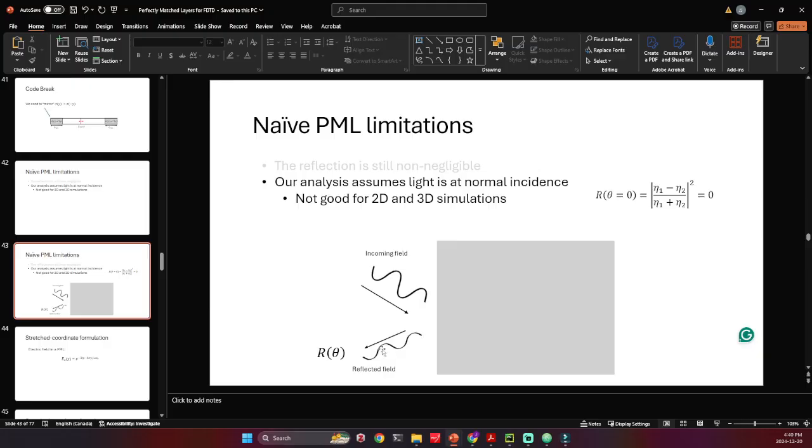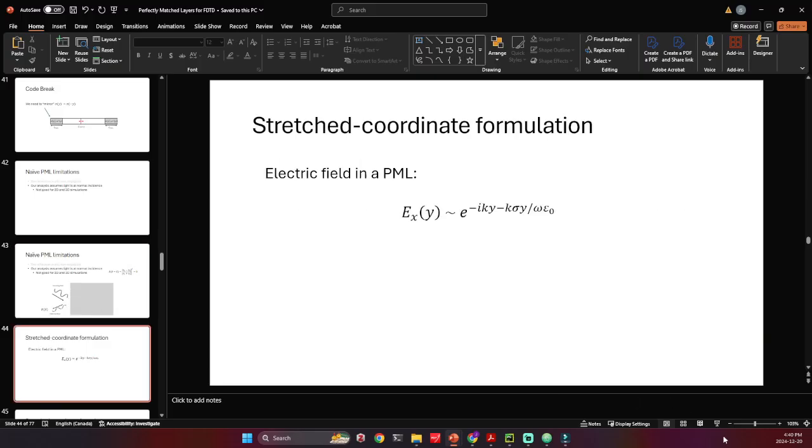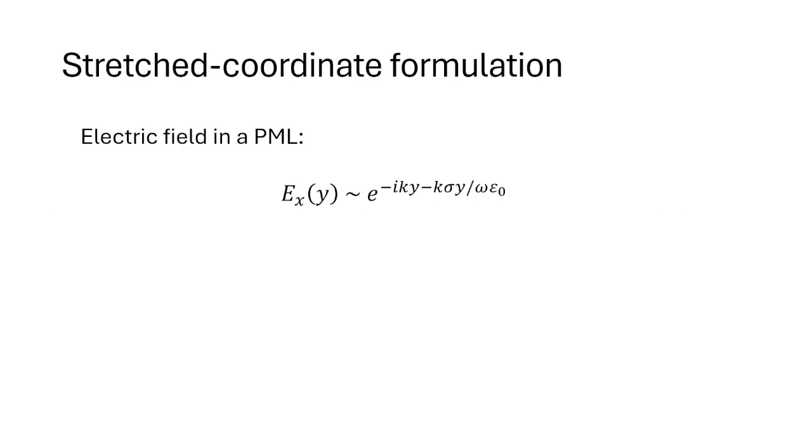And we can expect that there's going to be some reflected light, and that reflection is going to depend on the angle from Fresnel reflection theory that you should have learned in optics or electromagnetics. So the way that we take care of this is we're going to use something called the stretched coordinate formulation. Let me just go full screen for a second. Here we go. So the stretched coordinate formulation is where PMLs get a little more complicated. A lot of people don't like to talk about PMLs because they can be tricky, and the stretched coordinate formulation is kind of one of the reasons why that is. So let's just go through it slowly, and hopefully it's understandable.